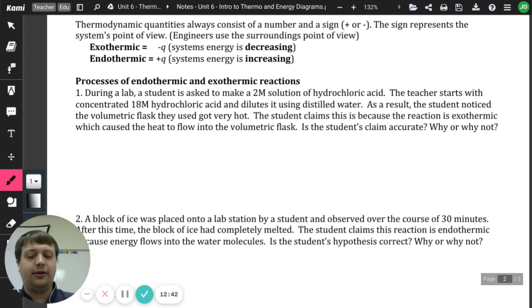So during a lab, a student is asked to make a 2 molar solution of hydrochloric acid. The teacher starts with concentrated 18 molar hydrochloric acid and dilutes it using distilled water. As a result, the student notices the volumetric flask used got very hot. The student claims that this is because the reaction is exothermic, which caused the heat to flow into the volumetric flask. Is the student accurate? Why or why not? So I want y'all to pause your video, take a second, try to solve for this problem. All right, so pause your video, and then I will go over it here in just a little bit.